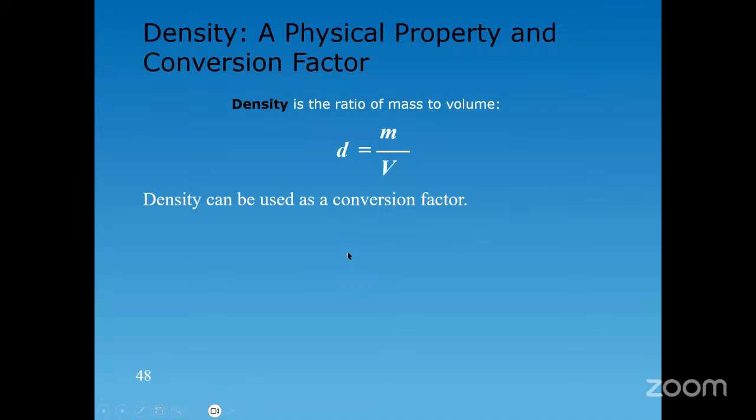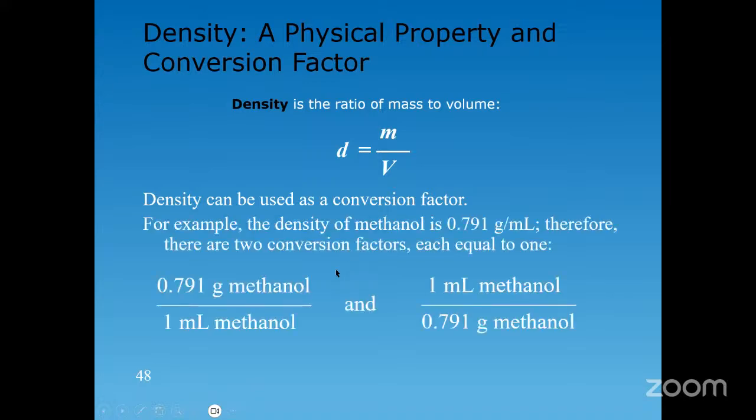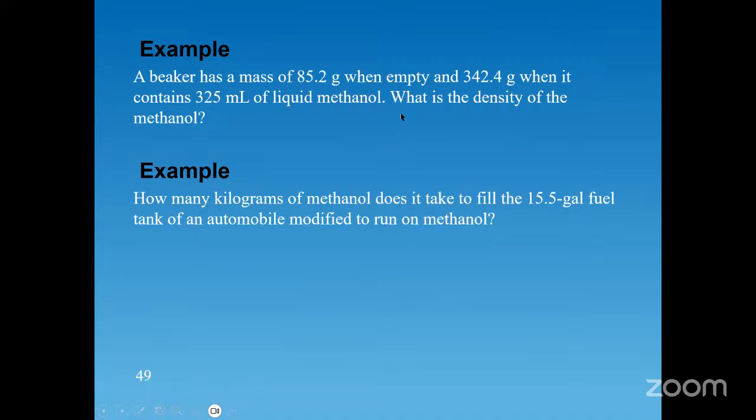So an example, of course, here shown of the density of a liquid is 0.791 grams per mil, and that's methanol, right? And as stated here, the density can be expressed as a conversion factor, right? You can express it either in this way or this way, depending on the type of calculation you're trying to achieve, all right? So let's look at a couple of examples right here.